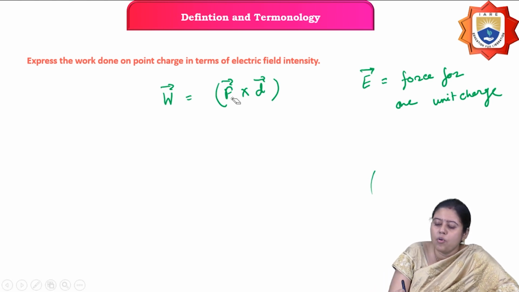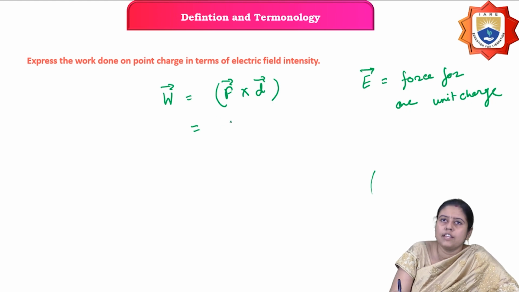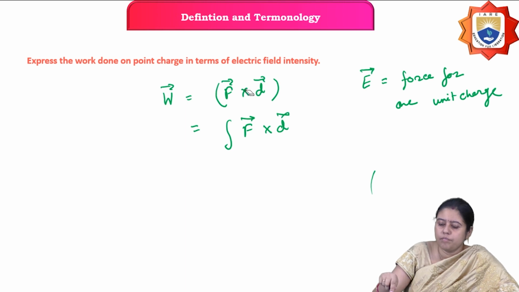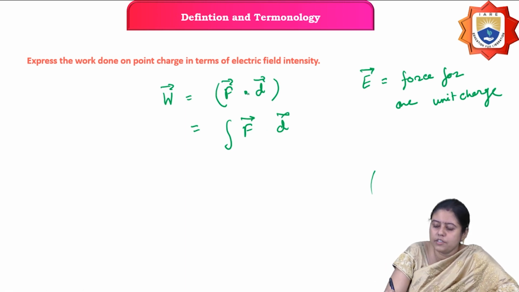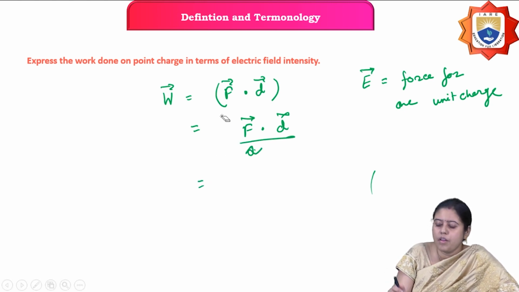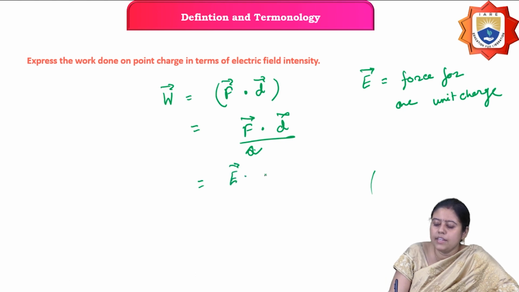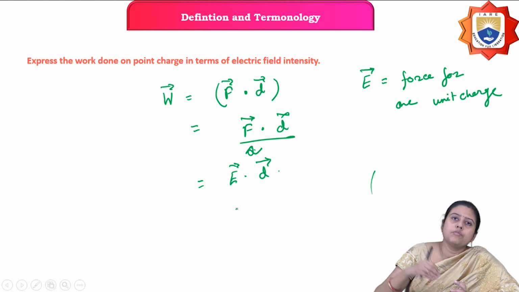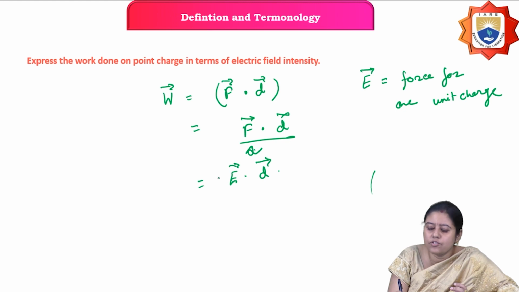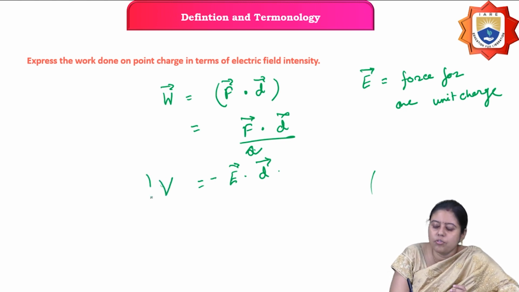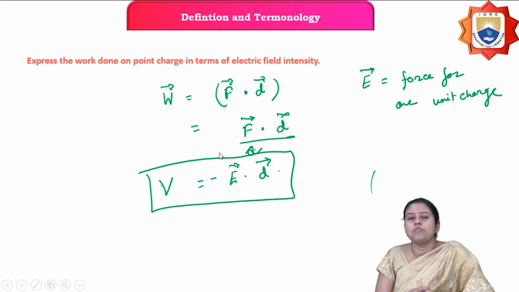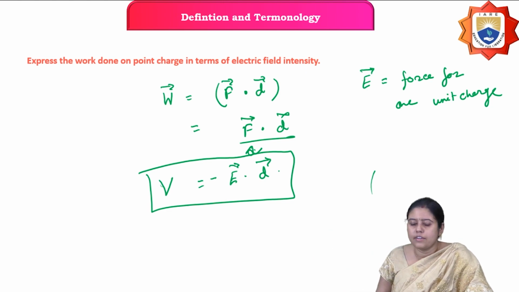So what can we write? If we are doing it for the Q charge, now if we divide it by a single charge, force dot displacement by Q. So F by Q is nothing but E, and work done is equal to E dot D. As it is bringing from a far point to a near point, D always comes negative, and it is also known as the potential. So what is the potential? The work done to bring one unit charge from a far point into an electric field.